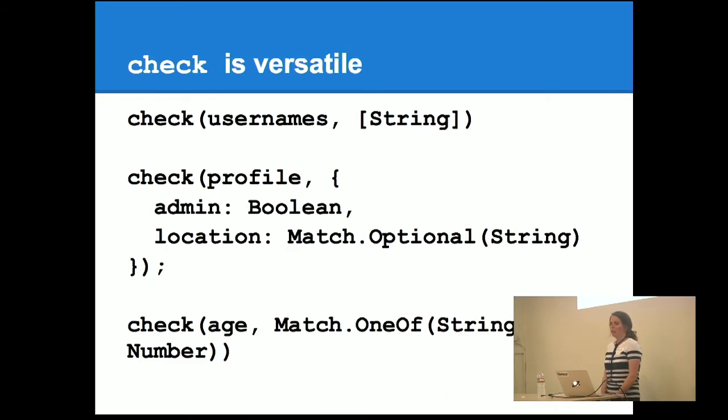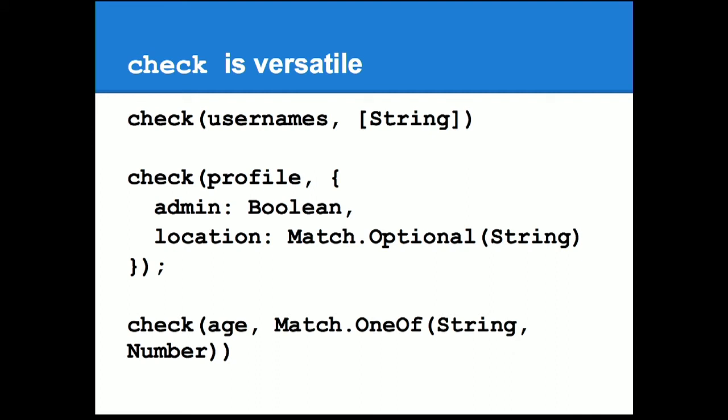So check is really versatile and easy to use, and if you haven't seen it before, here are some examples of how you can use it. You can check that something is a list of strings, for example, or a list of any pattern. You can check that this profile is an object that has a Boolean key named admin, and it has an optional location key. And optional means if the location key is present, then its value is a string. Or you can check that something matches one of many patterns, like age is a string or a number.